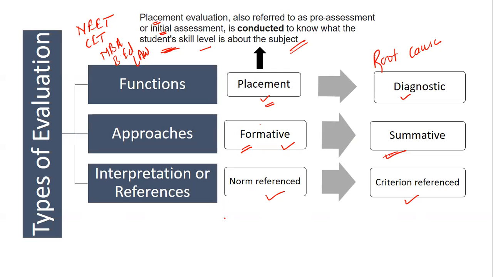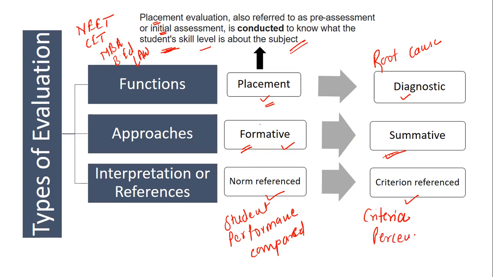Norm reference means the student's performance is compared with the other students. So comparison of the student is done with the help of a norm. A norm is set, a particular rule is set, and against that rule, the student is compared with the other student. Whereas in criterion reference, a criteria is set. You have a keyword over here as percentile. You have a keyword here as a percentage, right?